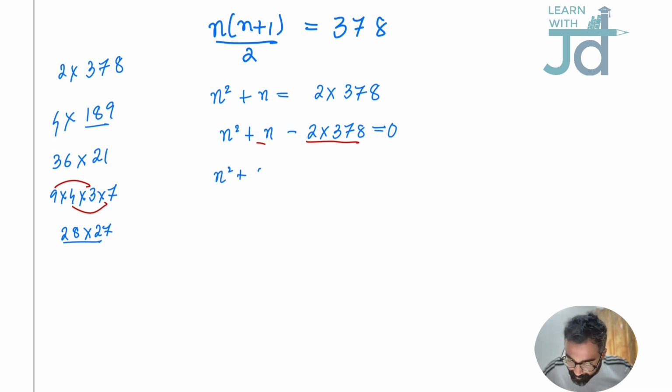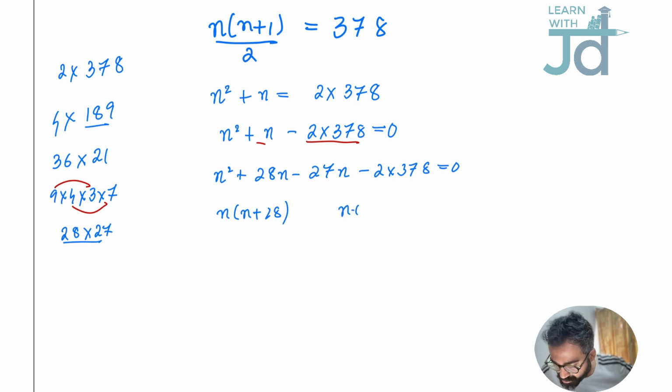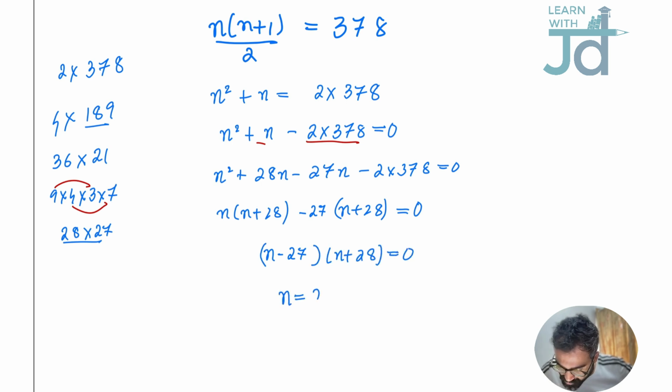So it will be n square plus 28n minus 27n minus 2 into 378. Now I think you know how to factorize. n into n plus 28. Here also n plus 28 has to come, so minus 27 will come, because minus 27 into n will give you minus 27n. So n minus 27 and n plus 28 is equal to 0. So n is 27 or minus 28, right? So n is equal to 27 is your answer. This is obviously rejected because it is negative.